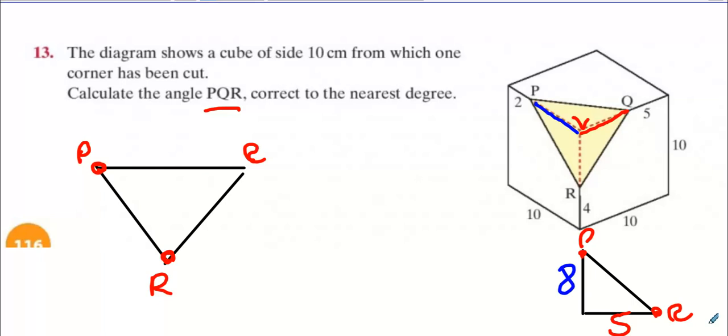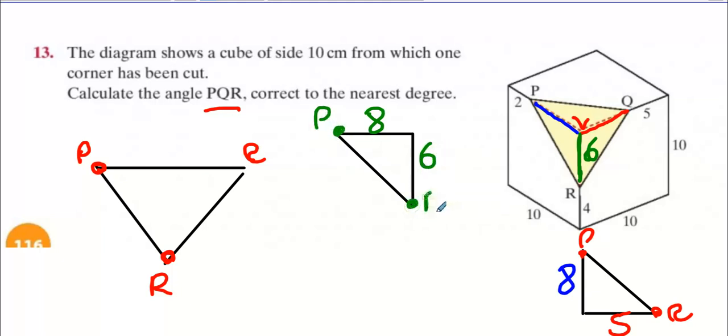You're going to have to do the exact same thing for PR. What's the green length here? 6, isn't it? So that's going to be 8 and 6, isn't it? That's 8, that's 6, and this is PR.